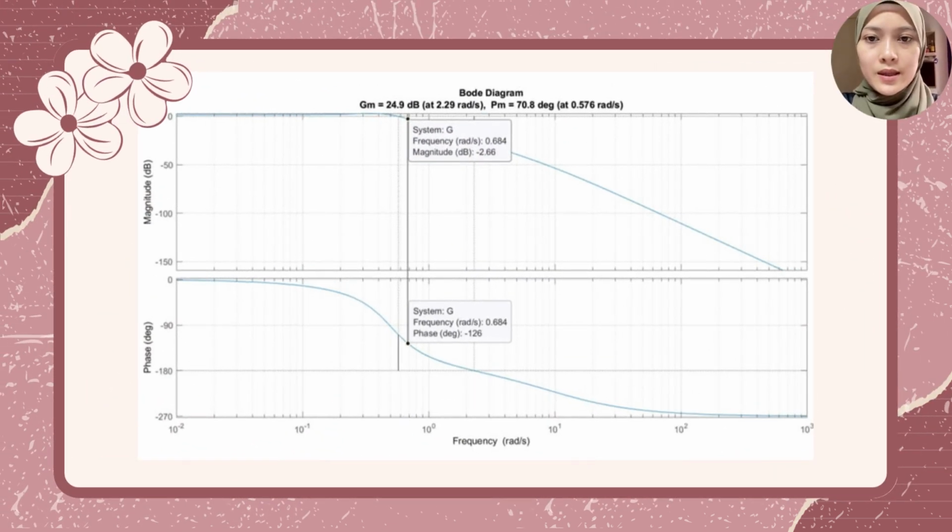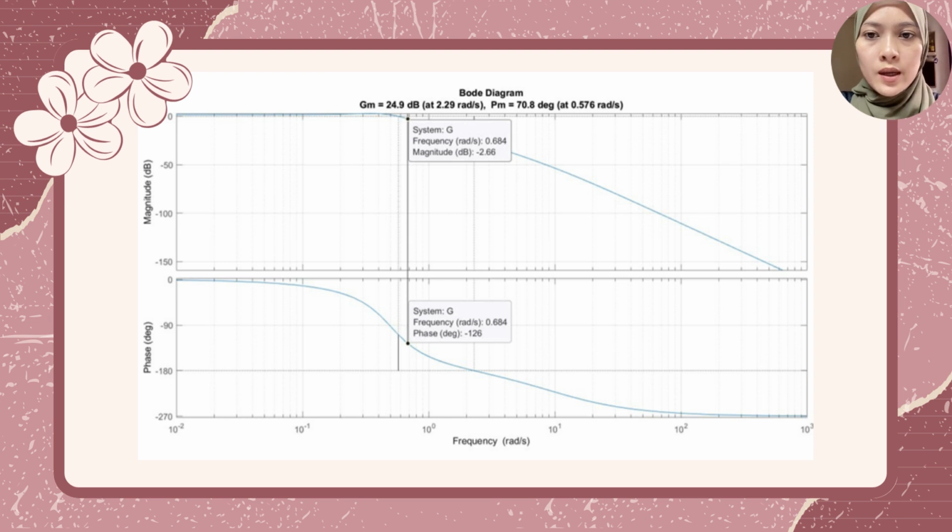Next, this slide shows the Bode diagram of the system, which includes both the magnitude and phase plot. From the graph, we can observe two important stability margins. First, the gain margin is 24.9 dB at the frequency of 2.29 radians per second. The second is the phase margin is 70.8 degrees at the frequency of 0.576 radians per second. This value indicates the system has a good level of stability.